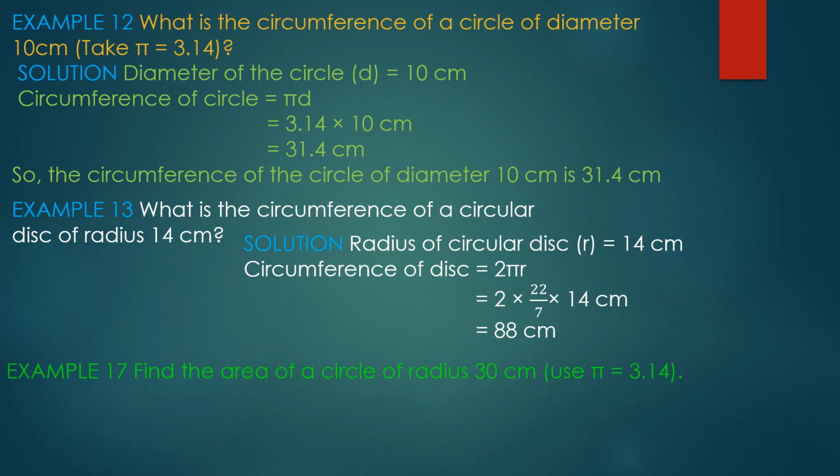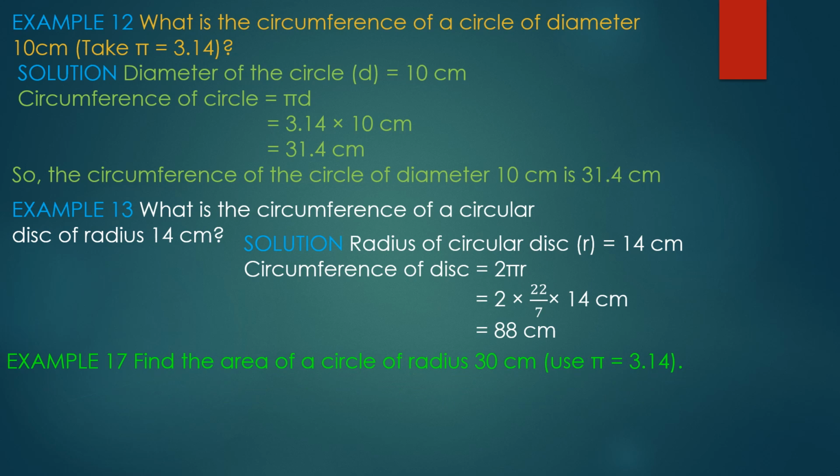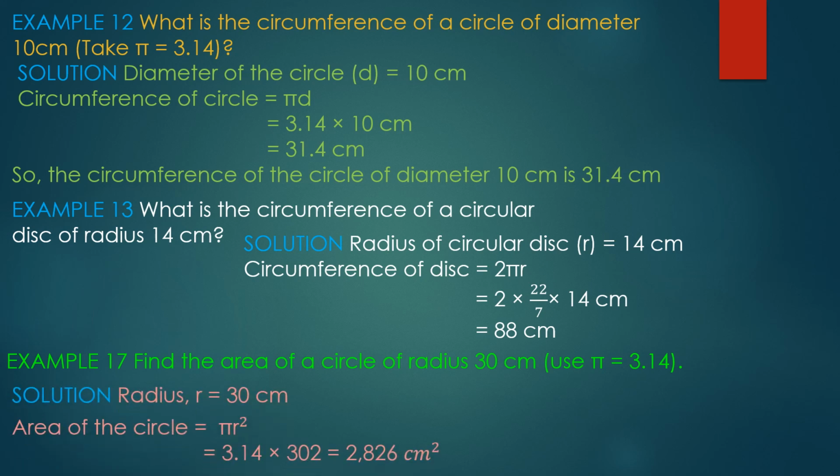Example 17. Find the area of a circle of radius 30 centimeter. Here radius is given, r is equal to 30 centimeter. And we have to find out the area. You know that area of the circle is equal to pi r square. That is equal to, pi value you can take as 3.14 into r square, that is 30 into 30. And we will get the answer as 2826 centimeter square.